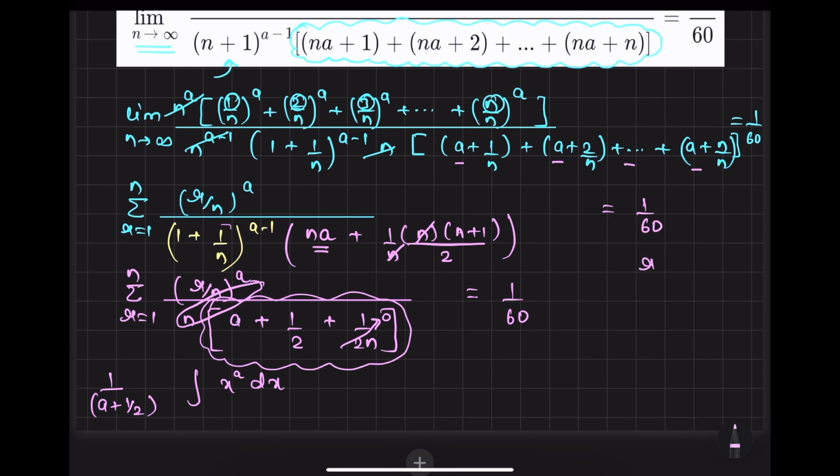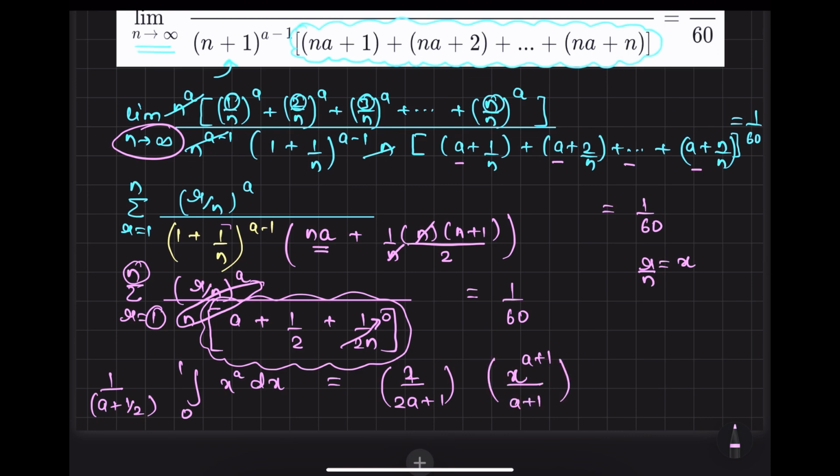Now you know that you have replaced r by n as x. If r is 1, it is 1 by n, and n is approaching infinity, so the lower limit becomes 0. And if you replace the upper limit, n by n will become 1. So now what is the integration of x to the power a? It is x to the power a plus 1 by a plus 1. Now put the upper limit and lower limit.